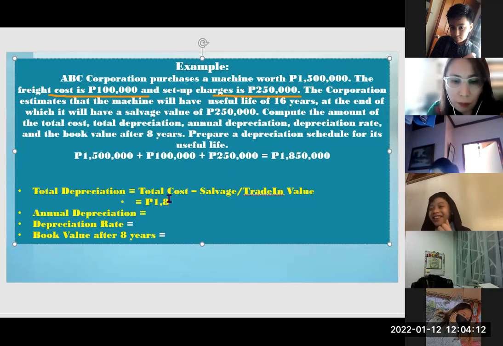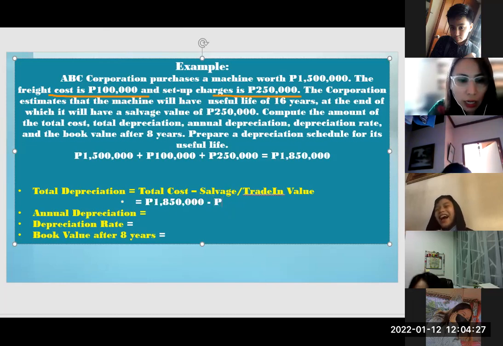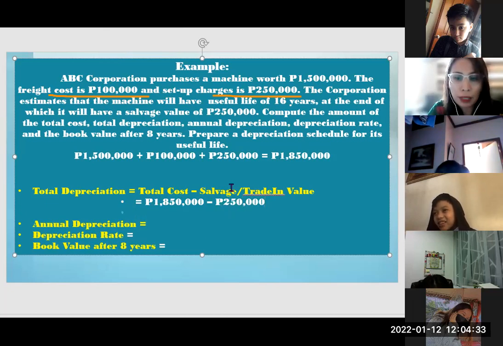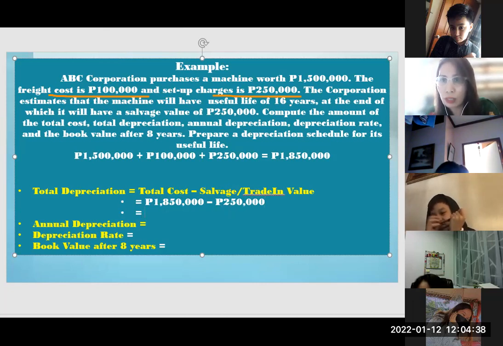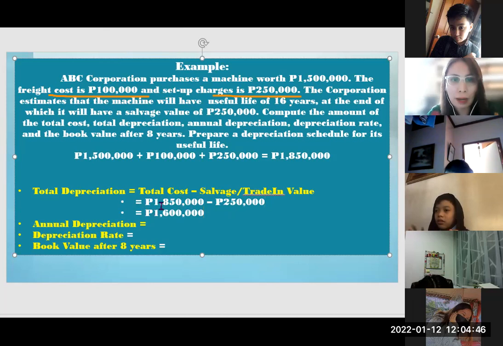Now, we will use that 1,850,000 sa ating total depreciation. What's our salvage value, Miel? How much? 250,000. Okay, it's 250,000 pesos. Now, what's our total depreciation then? Sure, 1,600,000. Okay, now we have 1,600,000 pesos total depreciation.